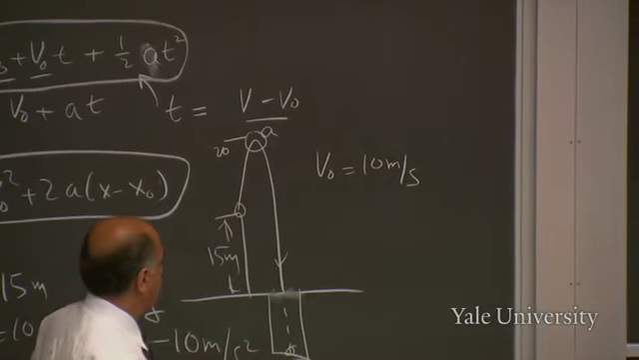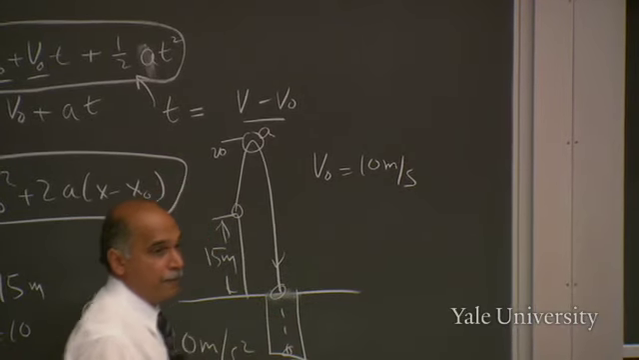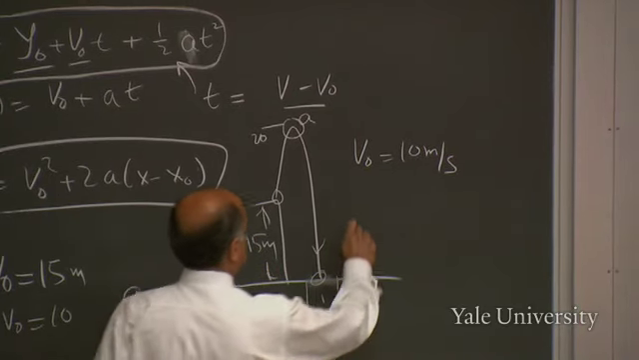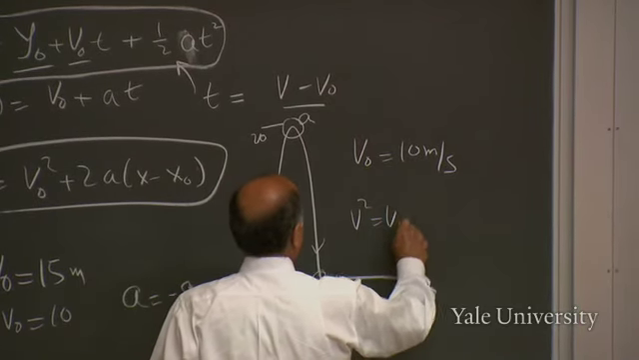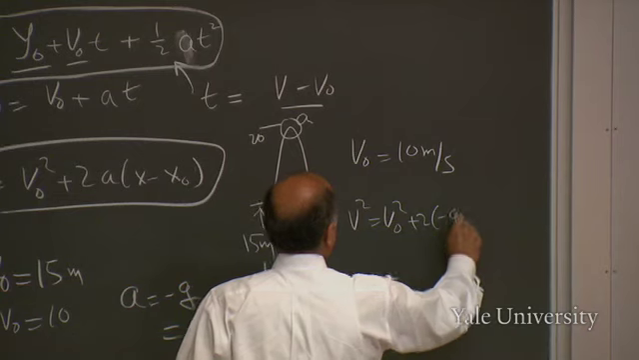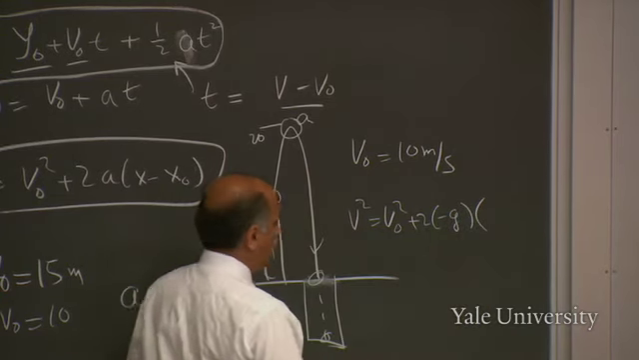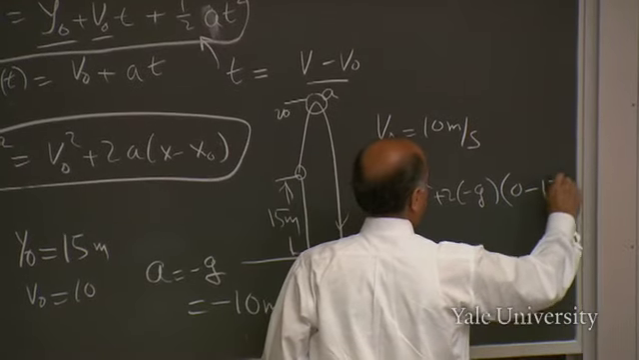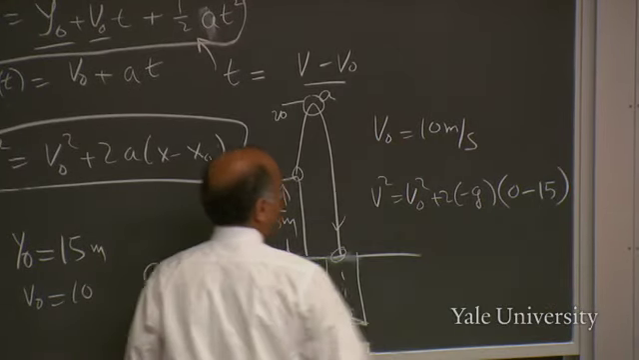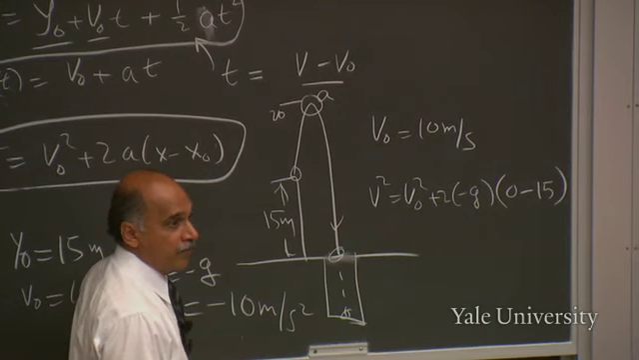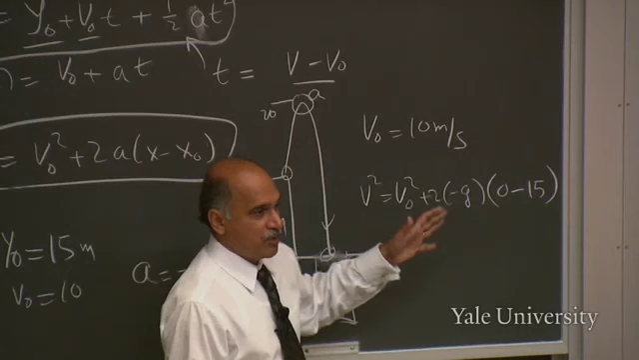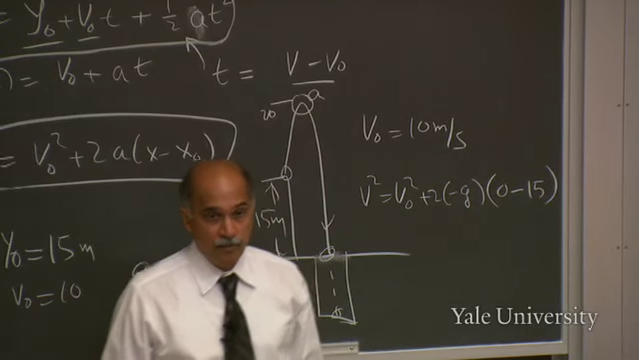Another thing you can do is find the speed here. If you want to find the speed, you put in the equation v squared equals v0 squared plus 2 times minus g times (y minus y0). The final y is 0. The initial y is 15. You solve that equation, and then you will find the final velocity. So if time is not involved, you can do it that way.